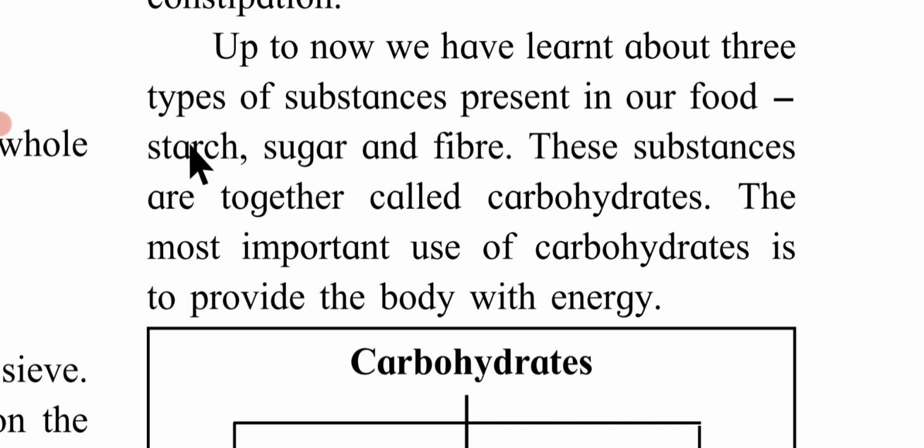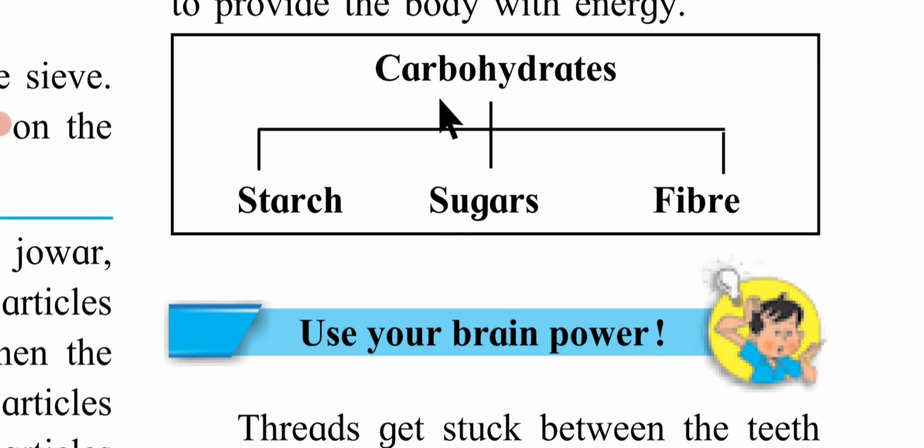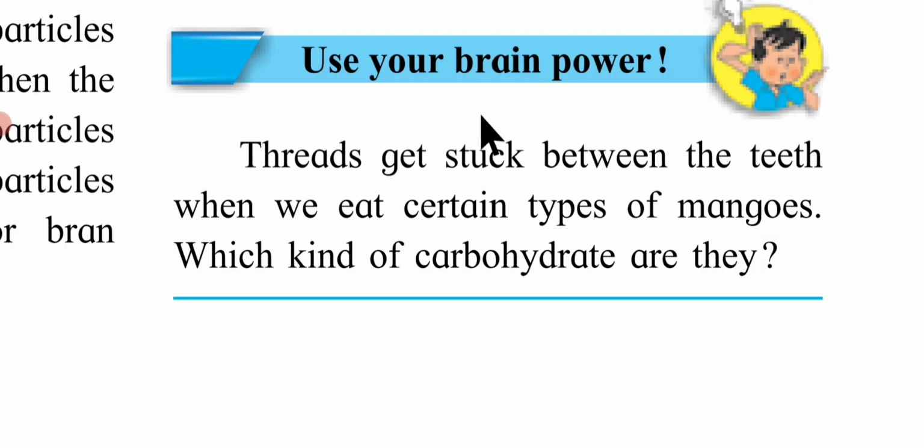Up to now, we have learned about three types of substances present in food: starch, sugar, and fiber. These substances are together called carbohydrates. The most important use of carbohydrates is to provide the body with energy. Carbohydrates: starch, sugars, fiber. Use your brain power. Threads get stuck between the teeth when we eat certain types of mangoes. Which kind of carbohydrate are they?